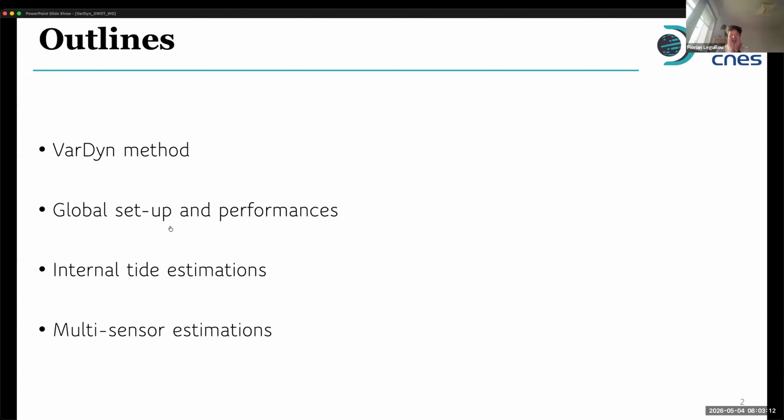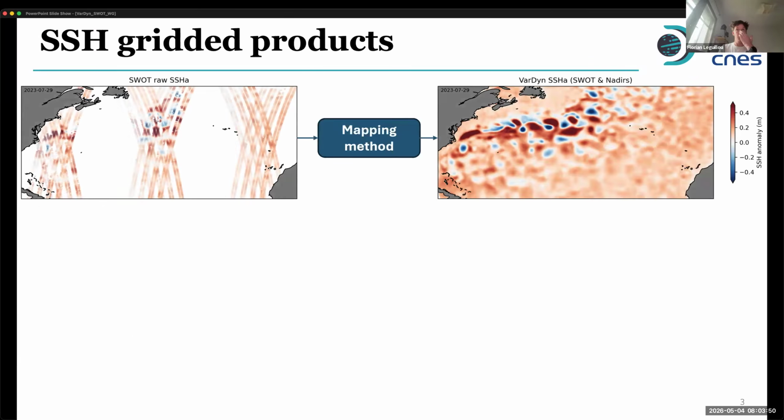So I'm going to present the method first, and then I will show a global setup with some performances. And then I have two experimental, ongoing studies about internal tide estimation and multi-sensor estimation. I hope not to be too long. If you have questions, I think it's okay. You can ask me even if I'm presenting. I think it's better to have a discussion more than a formal presentation. So don't hesitate to stop me.